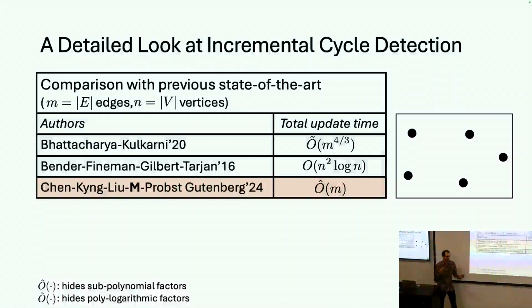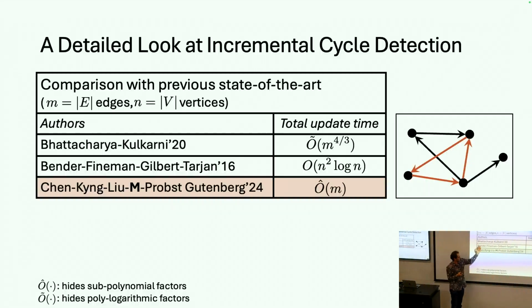So to see what such an improvement might look like, let's just look at this kind of famous problem of incremental cycle detection again. So there you see that the previous state of the art was by Bhattacharya and Kulkarni, which, if you read m as equal to n for a sparse graph, has an amortized update time of third root of n. And then there's this algorithm by Bender, Fineman, Gilbert, and Tarjan, which is super good for a graph that gets very dense when the first cycle appears, but it's not good if your graph is kind of sparse.